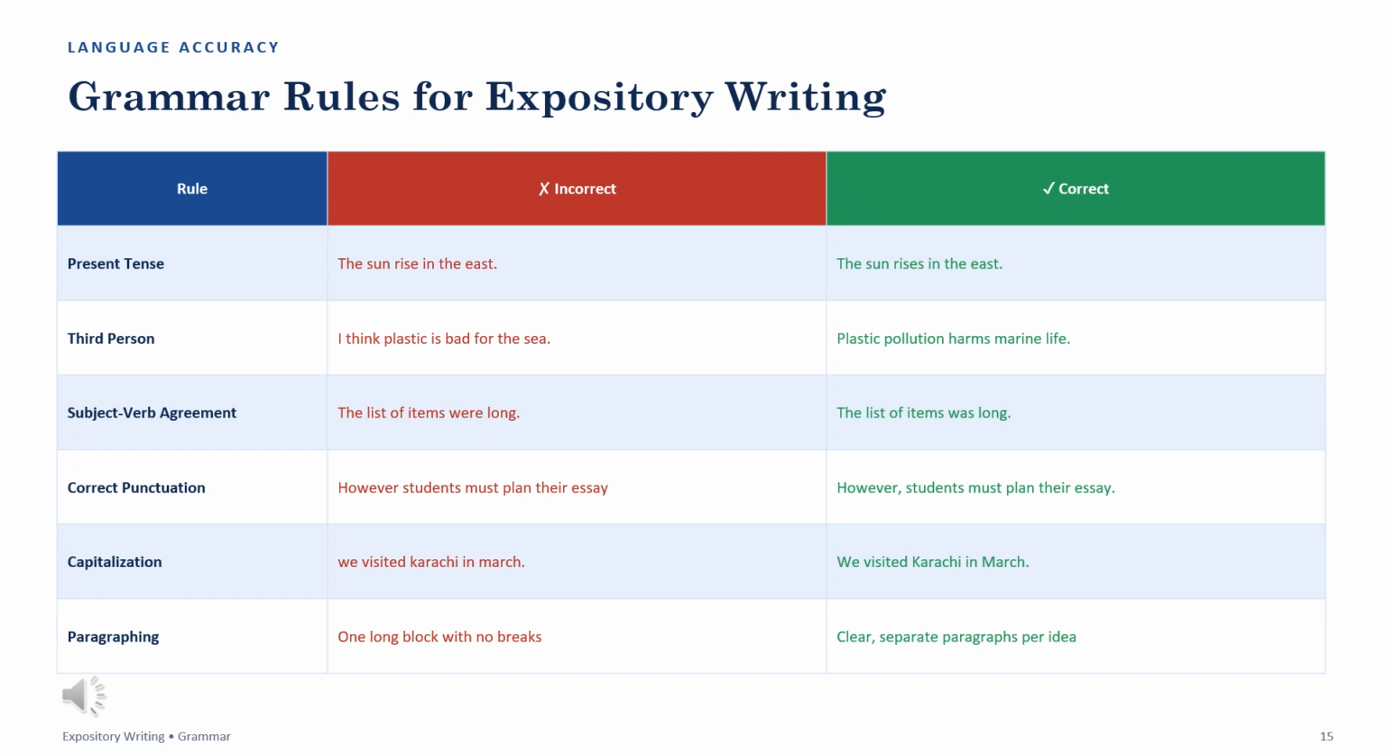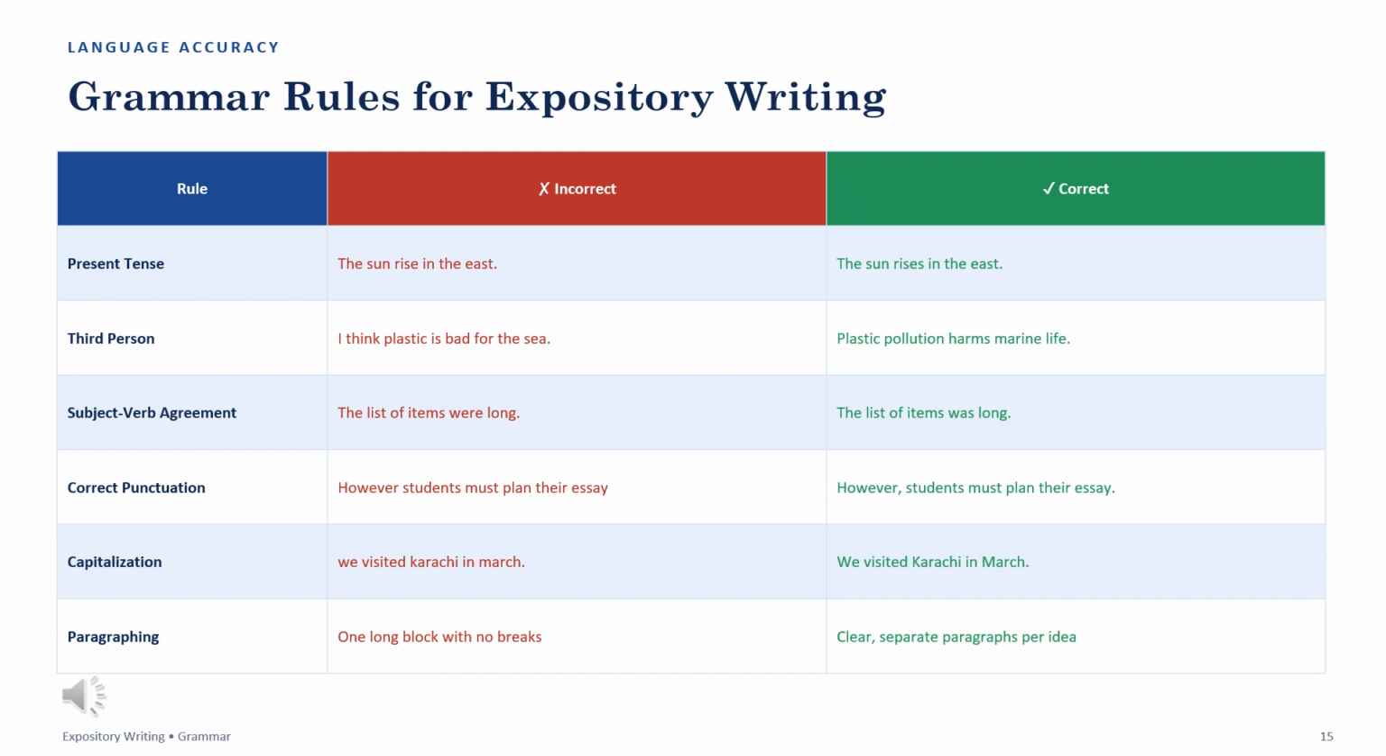Second, always write in the third person to keep it objective. Avoid personal pronouns like I. Instead of "I think plastic is bad for the sea," write "plastic pollution harms marine life." Third, watch your subject-verb agreement. Don't say "the list of items were long." Since list is singular, write "the list of items was long."